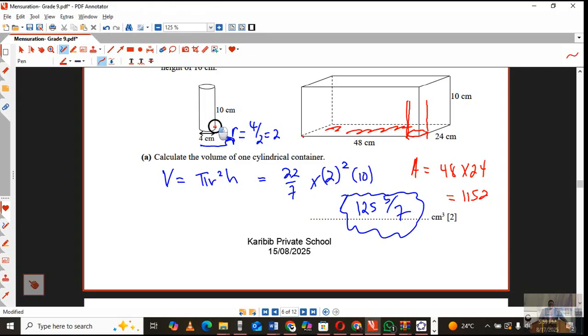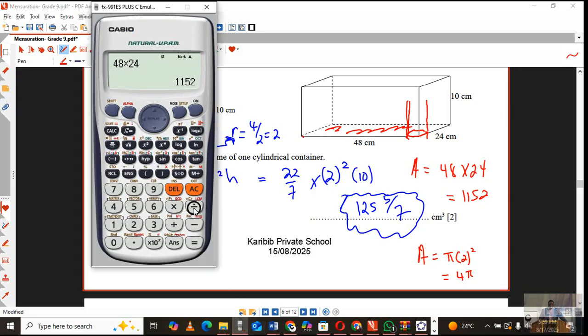What is the area of one of these things? The area of one of that cylindrical container is pi r squared, which is pi, and r is 2, which is 4 pi, which we can then calculate. So if we say 11 divided by 4 shift pi, you'll see that I'm getting 91. So it means that in this area, 91 of them can be there.